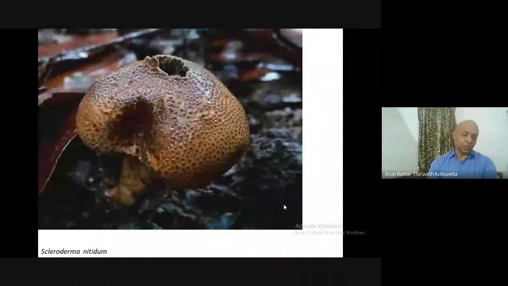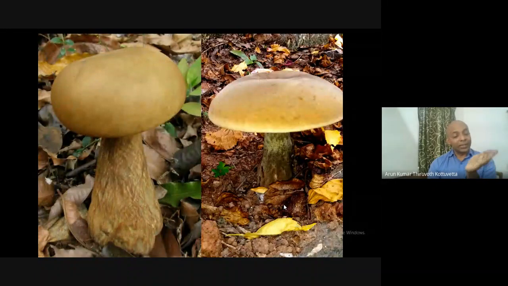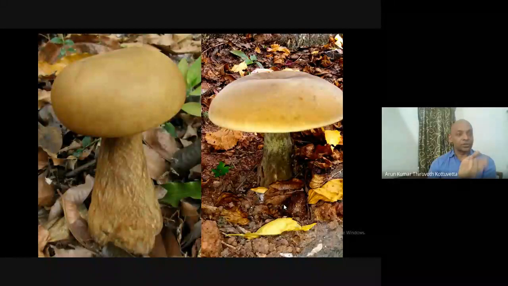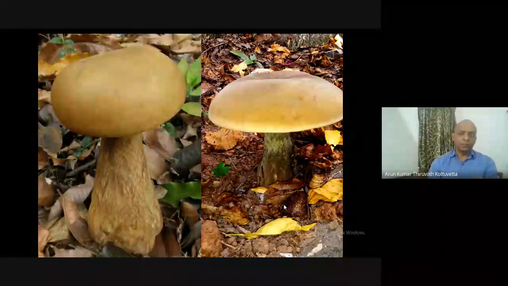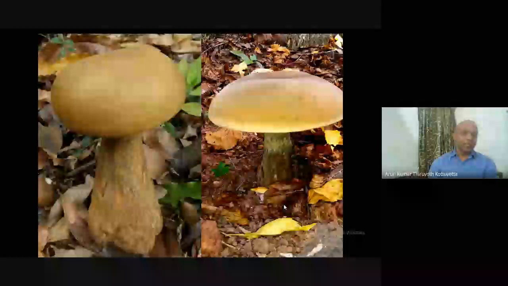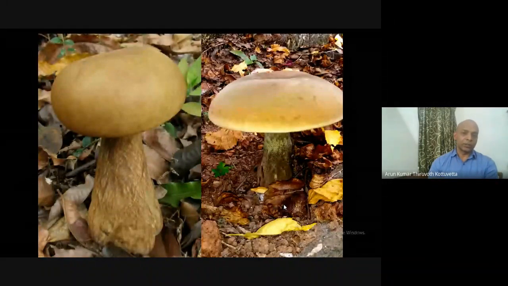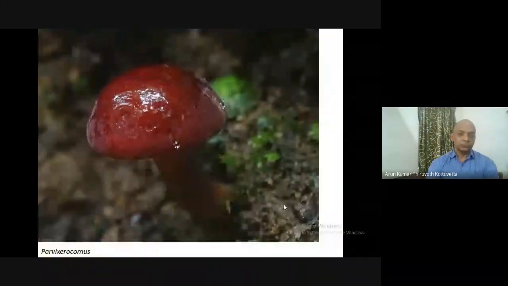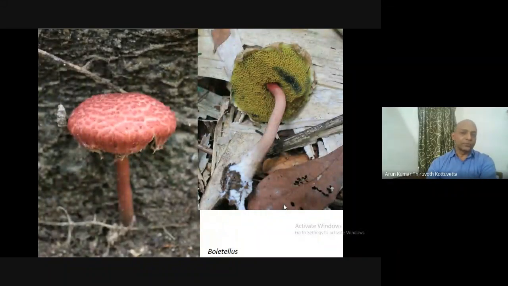There's Scleroderma nitidum. This is a Phlebopus species, Phlebopus portentosus. This is actually an edible species which is commercially cultivated in China and Thailand. I personally do not know if there are any cultivators who commercially cultivate this in India. But this is a wild edible species and a much sought-after one. This is a Pulveroboletus species. This is a Boletellus species, which we collected from Kerala.